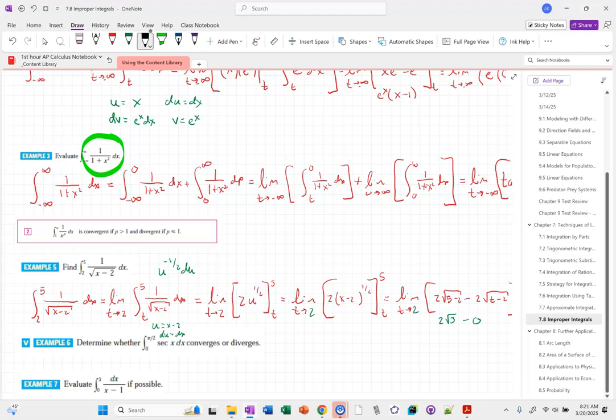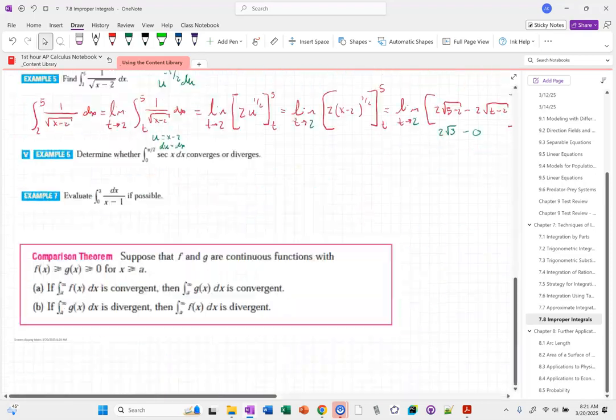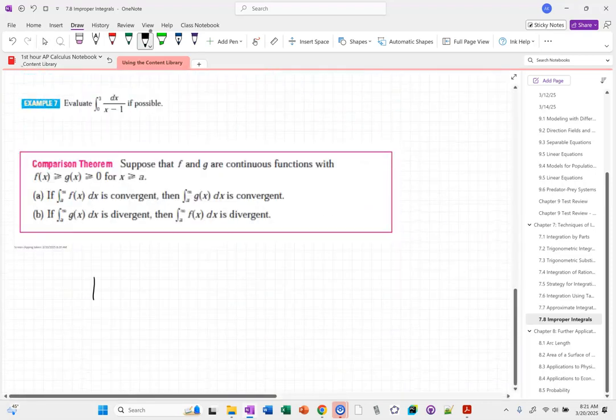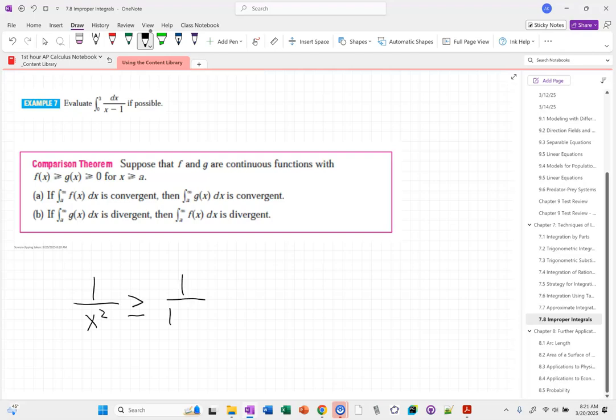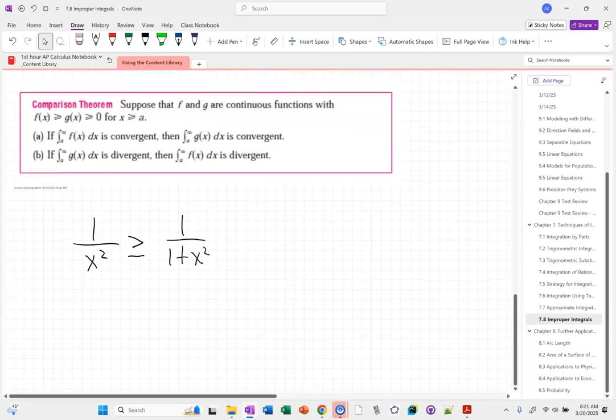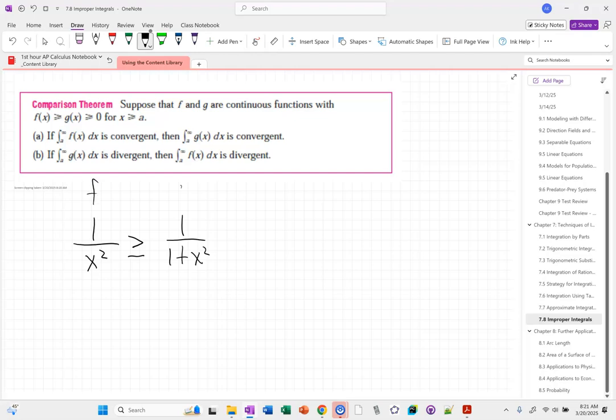Everybody, do we feel okay on that? So the idea here is that 1 over x squared is greater than or equal to 1 over 1 plus x squared. So this is like my f, and this is my g. Since this is convergent, I know this one is convergent right away by the comparison test. Does that feel okay?